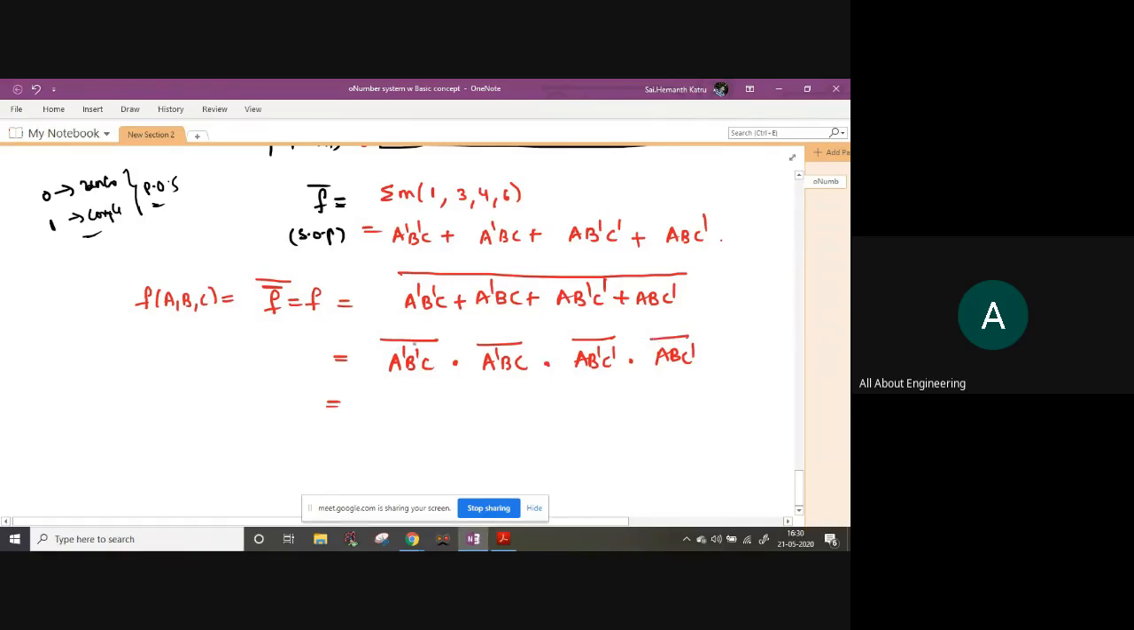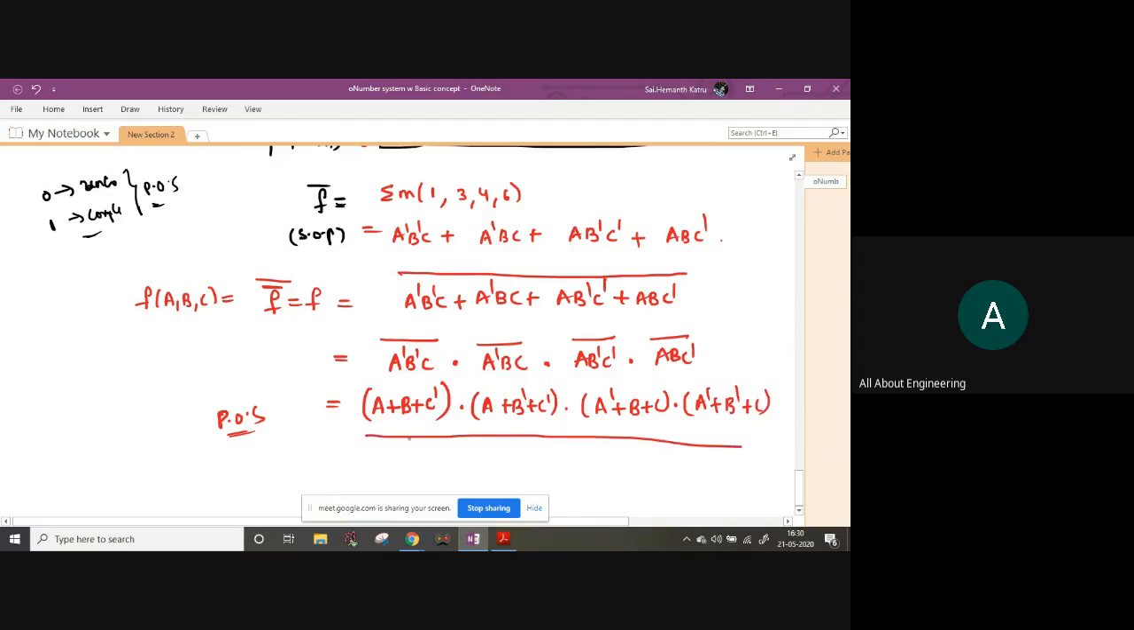Now again, split this complement. A bar whole bar, AND will be converted to OR, so it becomes A plus B bar whole bar B plus C bar. See, it is gradually converting into POS form. If you are able to observe, clearly it is gradually converting into POS form. If you look here, A bar plus B plus C and A bar plus B bar plus C. See, that's the beauty.